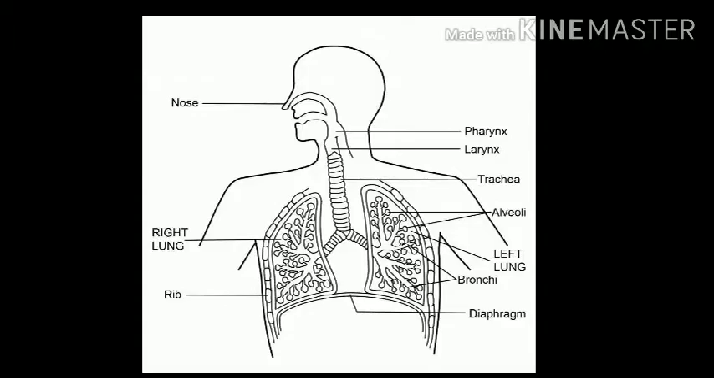So as I have shown you in the picture, there are four important organs involved in the respiratory system. That is the nose, trachea, which is also called the windpipe. Next is lungs, and last one is diaphragm. So first we will start with the nose.